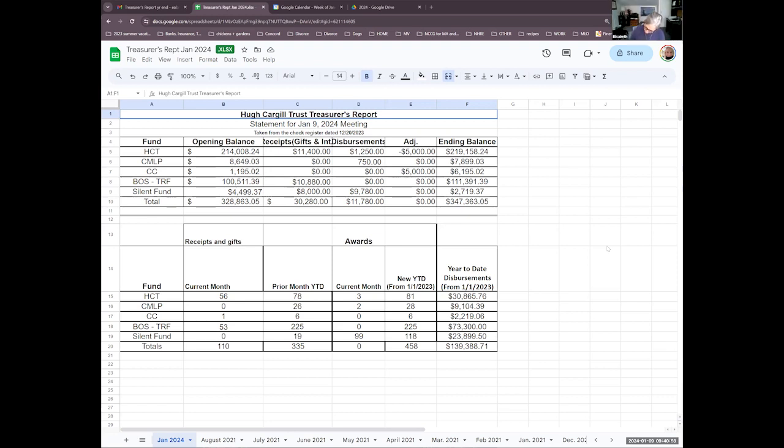Okay, in CMLP, 10,000 was received into the account, and 9,104 was distributed, and that's 28 grants. Concord Cares, 2,219 was granted to 6 citizens. The property tax relief, 37,360.